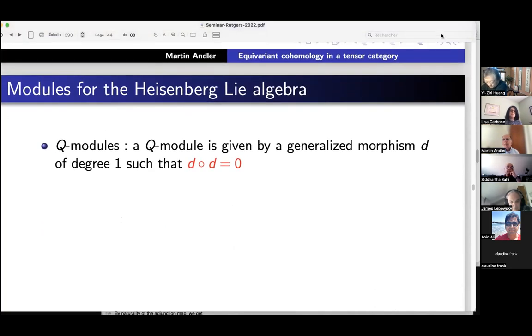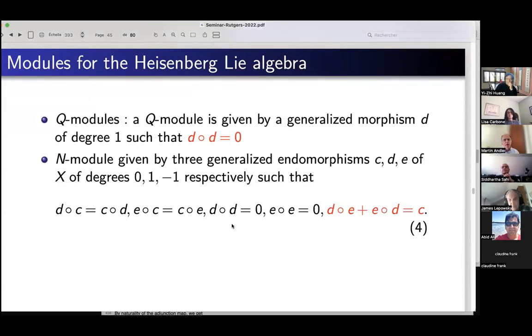Now, the interesting thing is that a Q module is given by a generalized morphism of degree one, D, which verifies D composed with D is equal to zero. That has to do with the fact that when you do the bracket condition, because Q is odd, the minus one becomes a plus one, and you have two times D composed with one tensor D is equal to zero. So in terms of composition of generalized morphisms, it gives exactly this. This is interesting because it means that a Q module can be interpreted as being a complex.